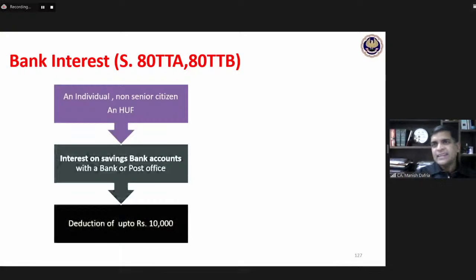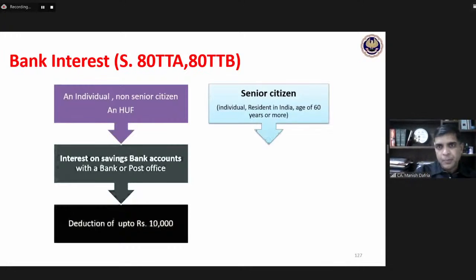This is 80TTA. So deduction is available to an individual less than 60 years of age or to an HUF. What is the income for which the deduction is available? That is this savings bank account interest. The savings bank needs to be underlined. Interest on a savings bank account. Amount of deduction 10,000. 80TTA.